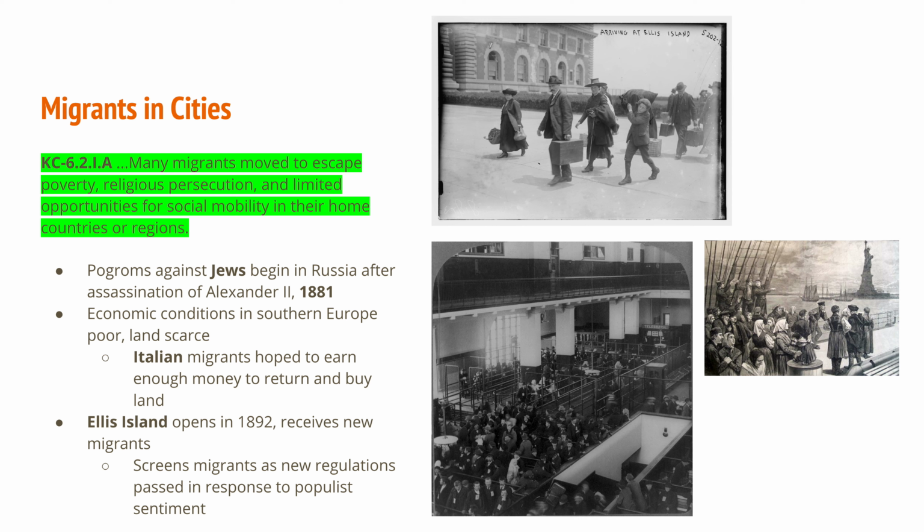And finally, in 1892, Ellis Island opens up in New York City to receive new migrants, and it's also being used as a screening point. As you see in the bottom left, you have people corralled through these gates, and now they're trying to make sure that those that are coming in are complying with the new regulations that have been passed throughout the 19th century as a response to populist sentiment. We're going to be talking more about this in the next lecture about the response to the increased migration in the United States.